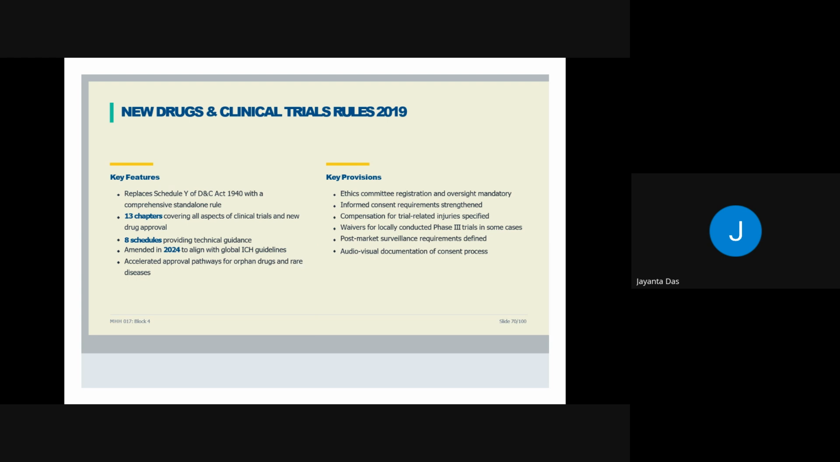Key provisions are ethics committee registration and oversight mandatory, informed consent requirements strengthened, compensation for trial-related injury specified, waiver of locally conducted phase 3 trial in some cases, post-market surveillance requirement defined, and audiovisual documentation of the consent process. These are the new things which have been added, amending the previous one, that is the existing Drugs and Cosmetics Act 1940.